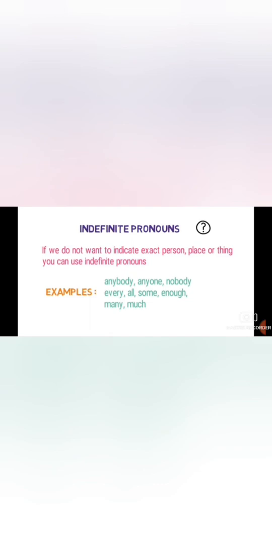In all these pronouns, you don't know the exact thing, exact place or exact person. Either the person is a boy, or the person is a girl, or how many people are there, or how many things are there. So that's why these are indefinite. These are not exact. That's why you are saying indefinite pronoun. Now we'll read examples of indefinite pronoun.